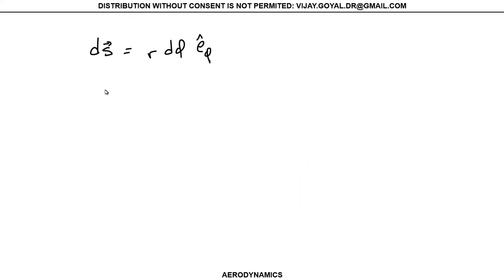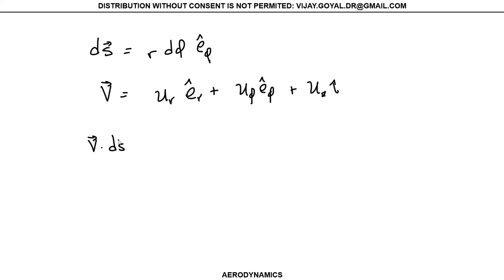And then once you do that, you also have your velocity vector in general sense is UR, ER plus U phi, E phi plus UX, I. So that means that V dot ds, right? Take the dot product. The only thing that's remaining is this term right here. Okay, so that would give you U phi R d phi.